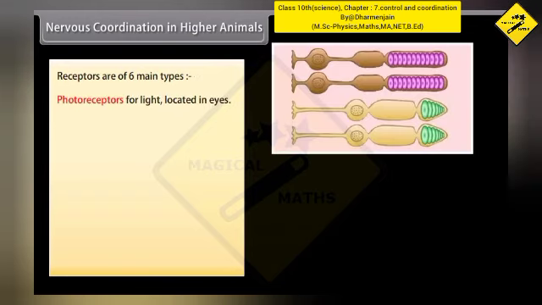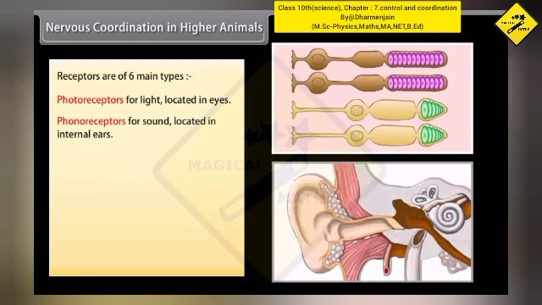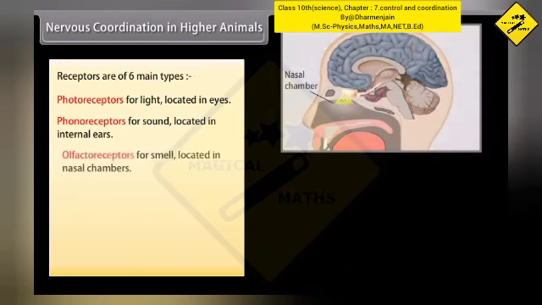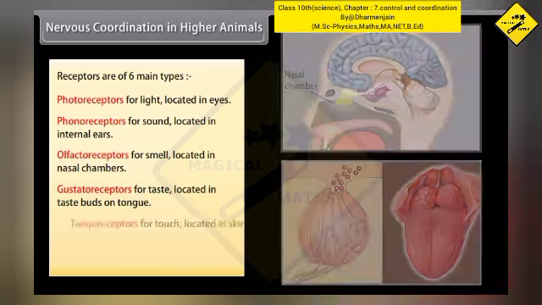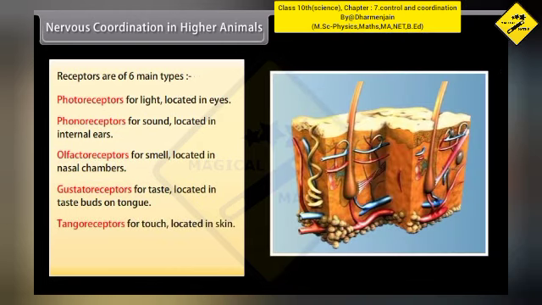Photoreceptors for light, located in the eyes. Phonoreceptors for sound, located in the internal ears. Olfactoreceptors for smell, located in the nasal chambers. Gustatoreceptors for taste, located in taste buds on the tongue. Tangoreceptors for touch, located in the skin. Thermoreceptors for changes in temperature, located in the skin.